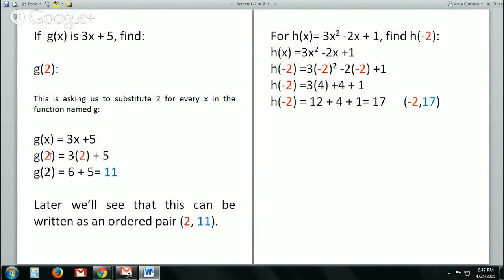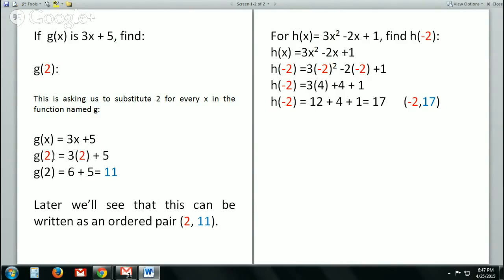So to do g of 2, we'll just take 2 and we'll plug it in for each x that we see. Instead of 3 times x, I've now got 3 times 2 plus 5. Order of operations tells us 3 times 2 made 6, and 6 plus 5, that gives us a value of 11. Later on, we're going to see that this can be written as an ordered pair.